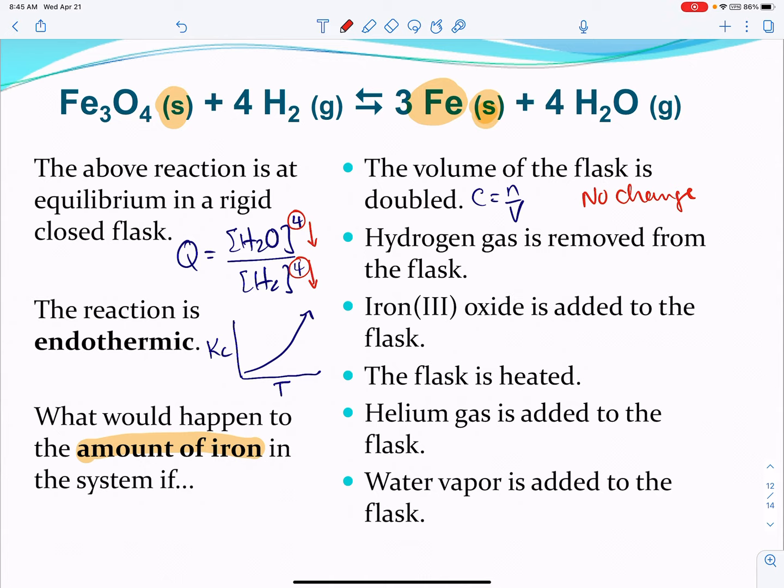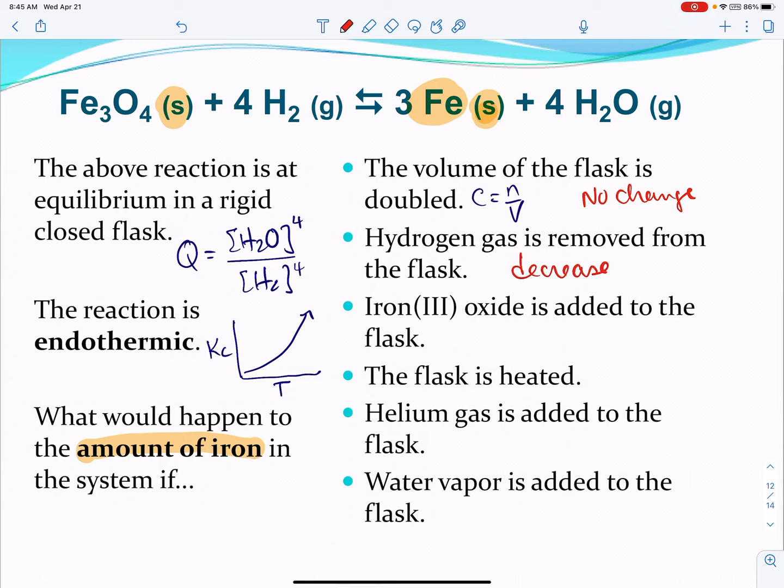Hydrogen gas is removed from the flask, so its concentration drops. Hydrogen's in the denominator of Q, right? It's on the bottom of the expression for Q. So if you have a smaller denominator, Q gets bigger. Kc didn't change because temperature didn't change. Q is bigger than K. That's going to cause a reverse shift. The amount of iron will decrease.